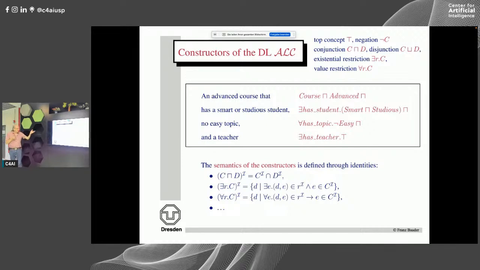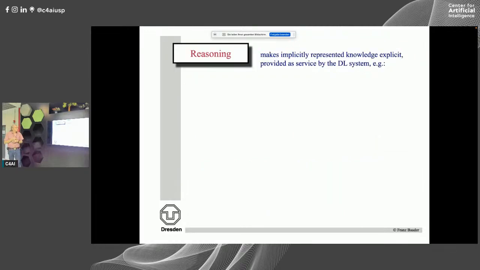And the for all is sort of dual. Then I say whenever I have an R successor, then this R successor needs to belong to my C. So this way we define, if you introduce a description logic constructor, you need to define it in this way, which allows you then, if you have a complex concept description, to find out which set is assigned to it in every interpretation.